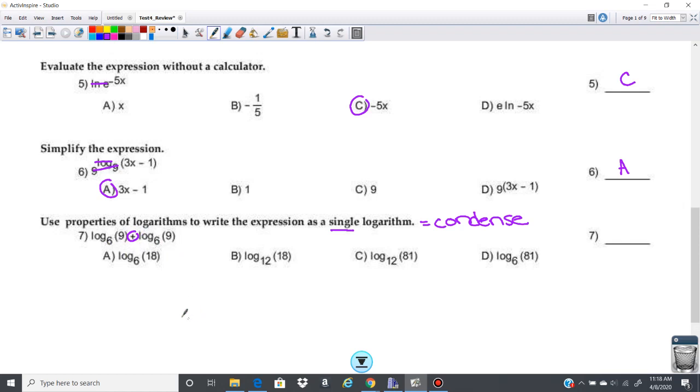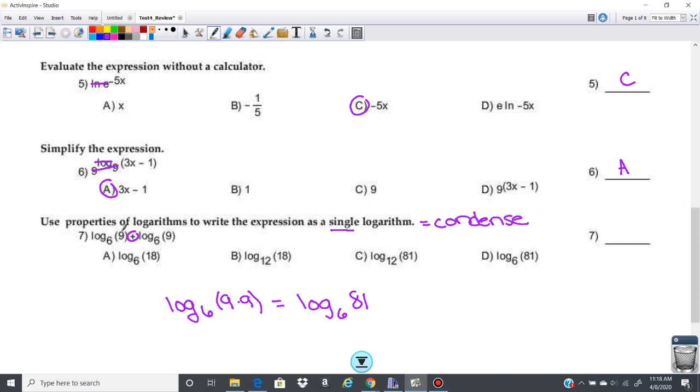So we're going to make this with the same base, so a log with a base of 6, and then we're going to multiply. So we're going to go 9 times 9, and then we're going to go ahead and do that, and that is going to give me log base 6, 81. Okay, notice that my base does not change. I'm not multiplying the 6 and the 6, or I'm not adding them either. Okay, those just condense into one logarithm with the same base.